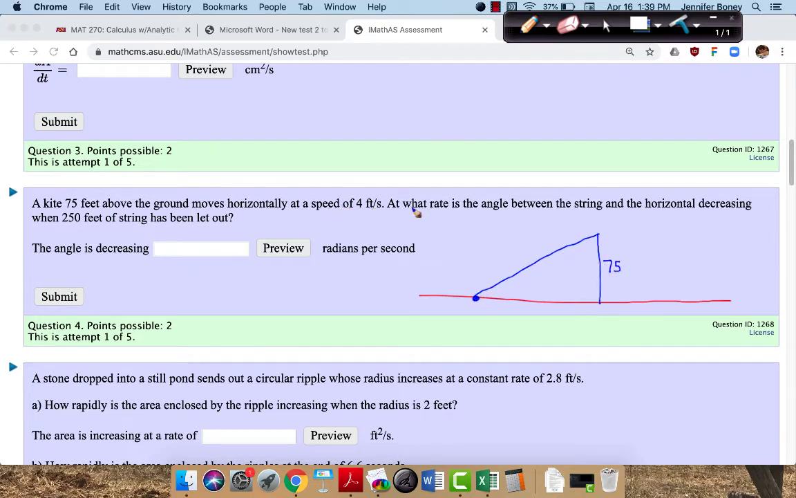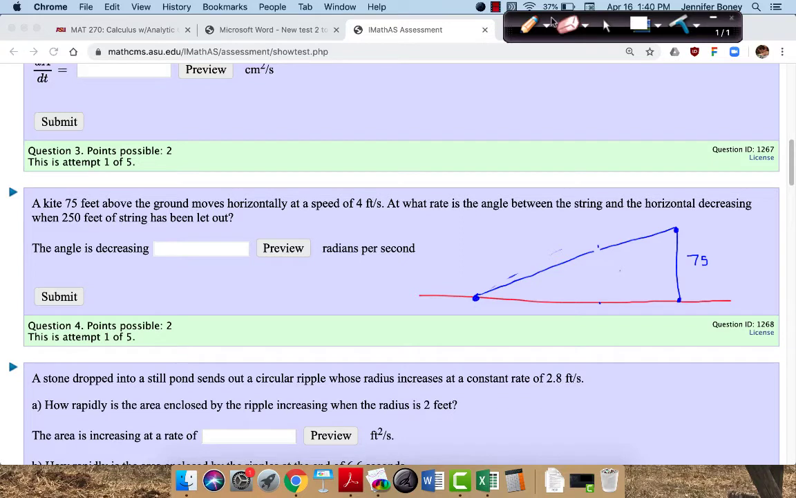Now, it's moving horizontally, which means maybe it goes out farther. The kite is still 75 feet above the ground. In order for it to be out farther, there's a smaller angle and more string. The string goes along the diagonal. So let me just erase one of these triangles here. We'll just deal with one at a time. But you can see that as more string gets let out, the angle is going to be decreasing.